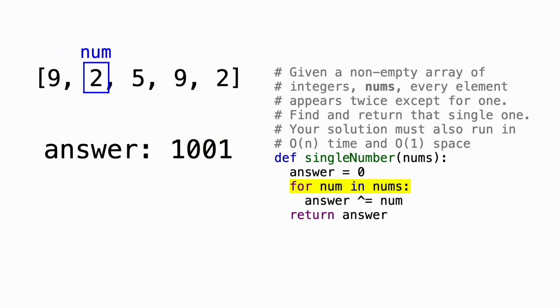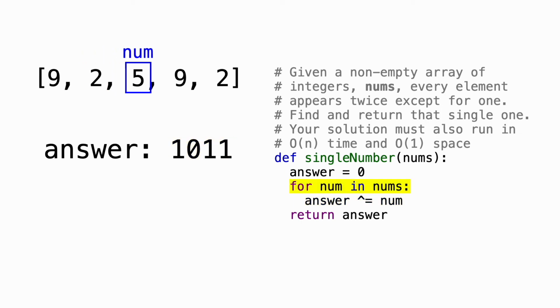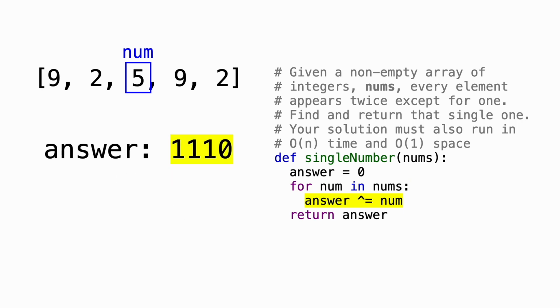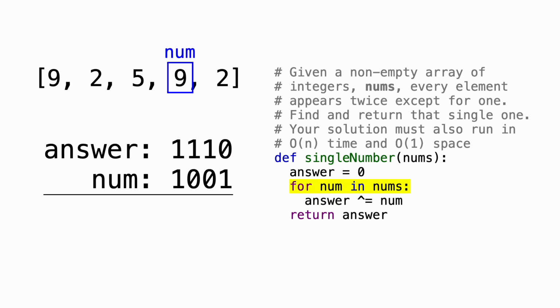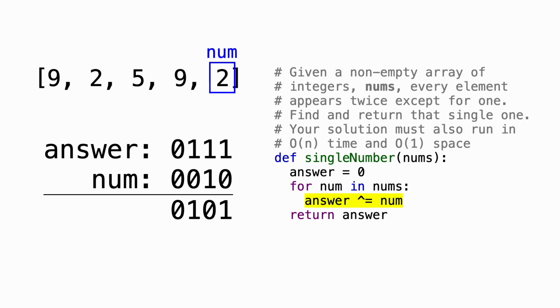Next, num is 2, which is 0010. When we XOR the two numbers, the result is 1011, since only the second to leftmost digits are the same, and this will be our new answer. Next, num is 5, which is 0101. This results in 1110 since only the rightmost digits are the same, and we update answer. Next up is 9, which is again 1001, and this results in 0111. And finally, num is 2, and when we XOR these two numbers, the result is 0101.